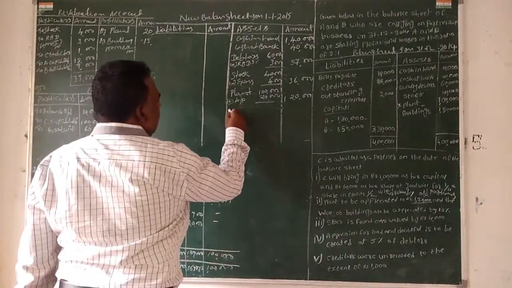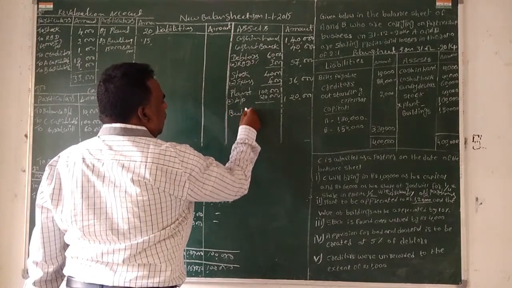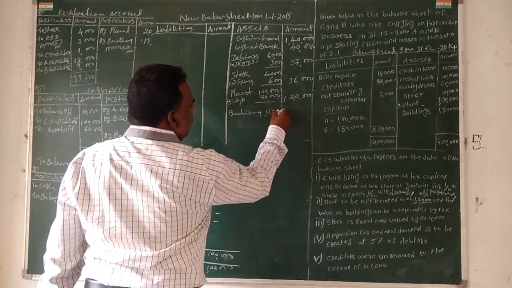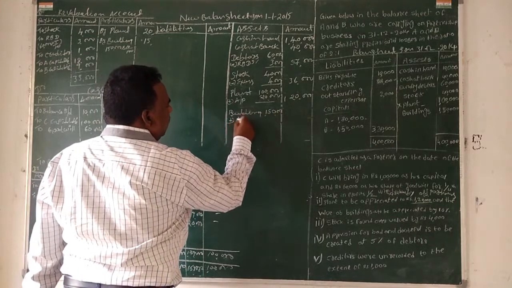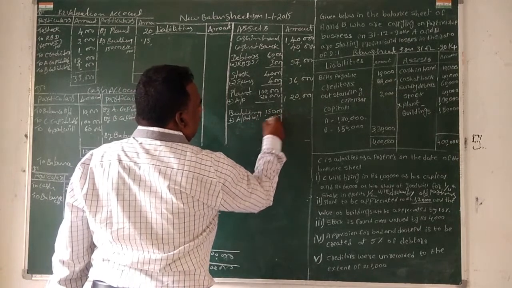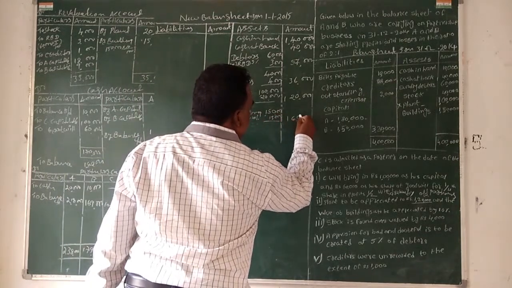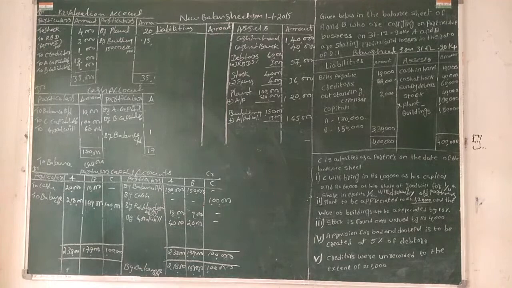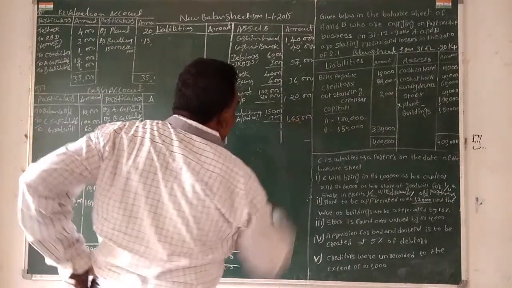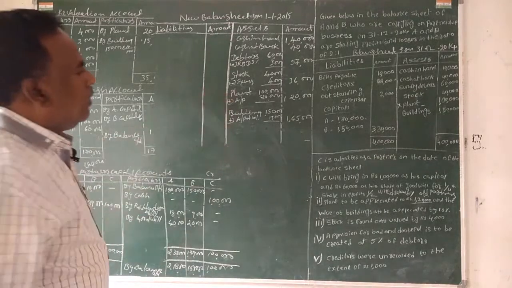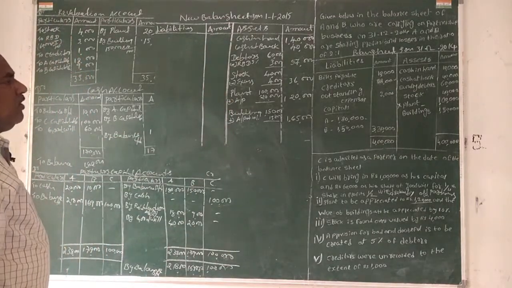Next, buildings. Buildings in the inner column 1,50,000 plus appreciation at 10%, that is 15,000. Total 1,65,000.